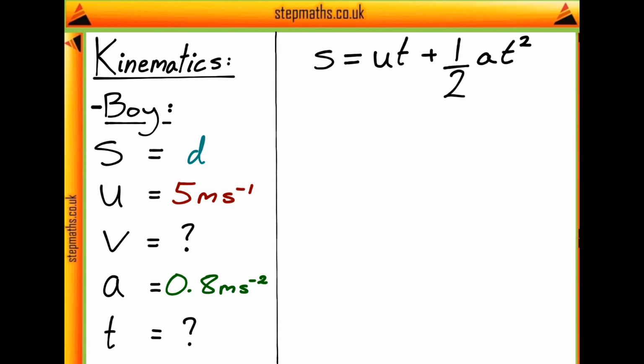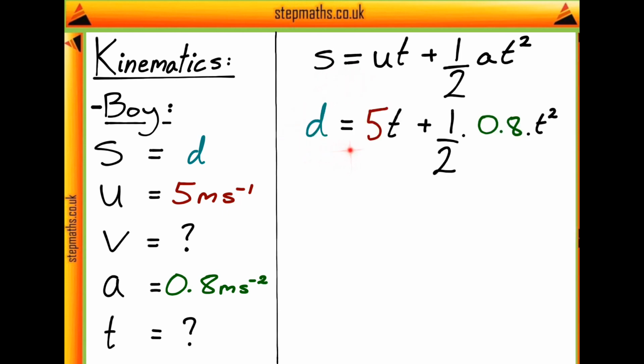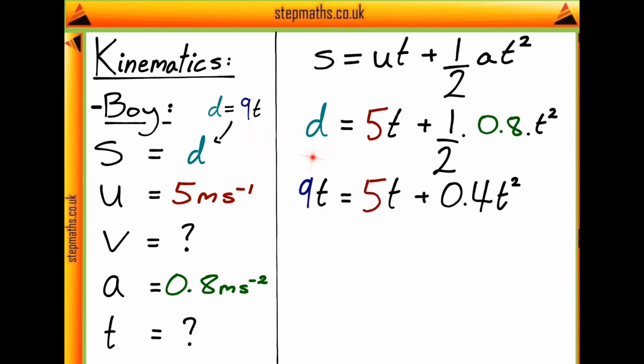So over here I've just got the variables which we wrote down earlier, and if we plug them into our equation, then we get this. However, we still have d in this equation, but we just found out that d is equal to 9t. So if we substitute that in and simplify our final part of the equation here, then we get that 9t is equal to 5t plus 0.4t squared.